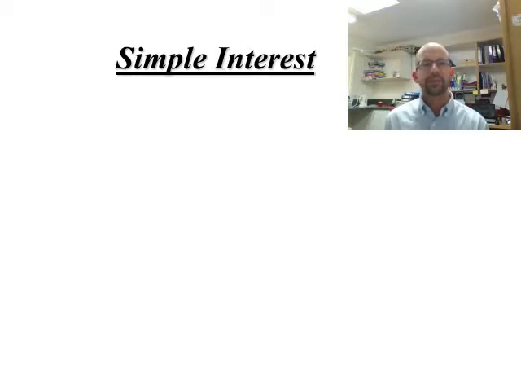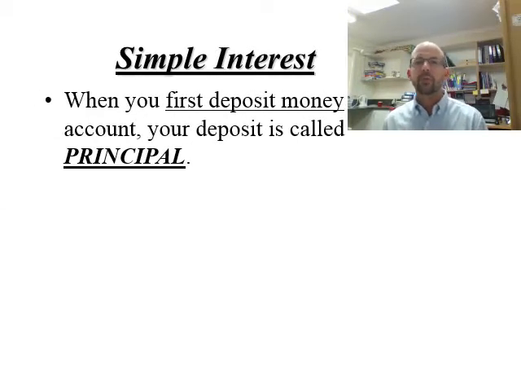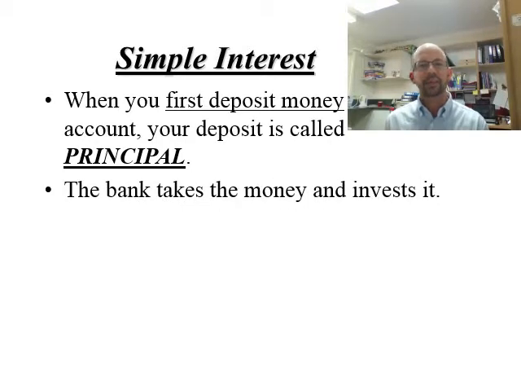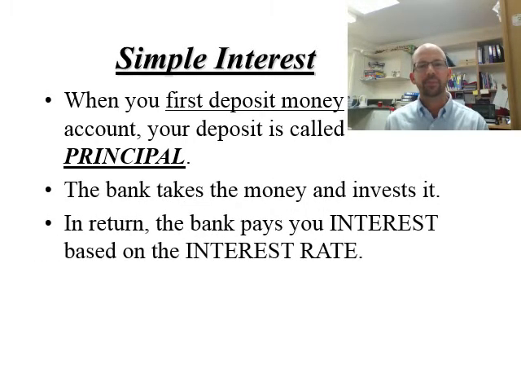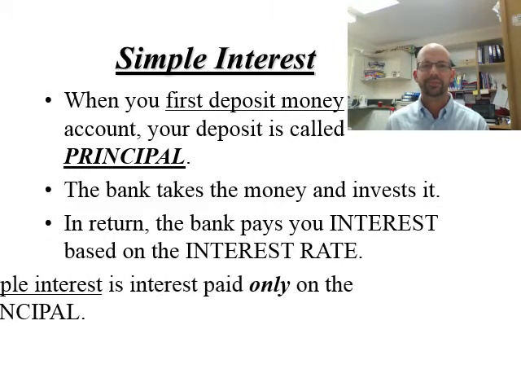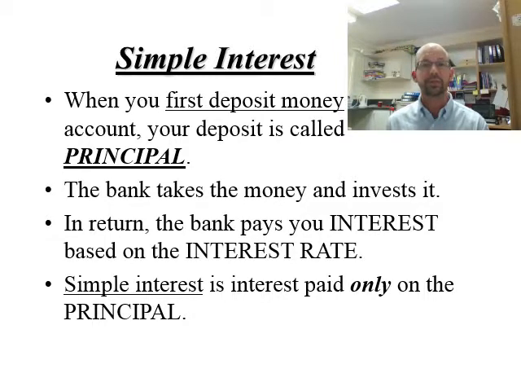Simple interest. When you deposit money in a savings account, your deposit is called a principal. The bank takes that money and invests it, and in return pays you interest based on the interest rate. Simple interest is interest paid only on the principal.